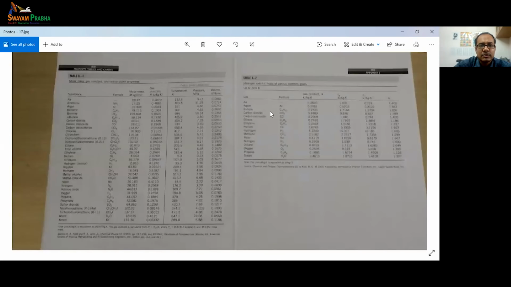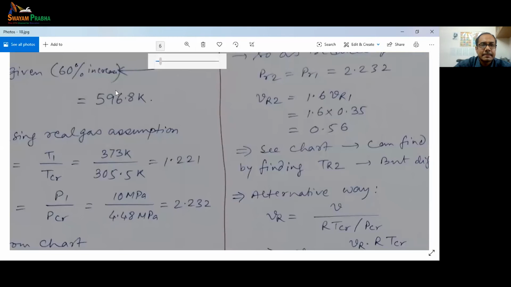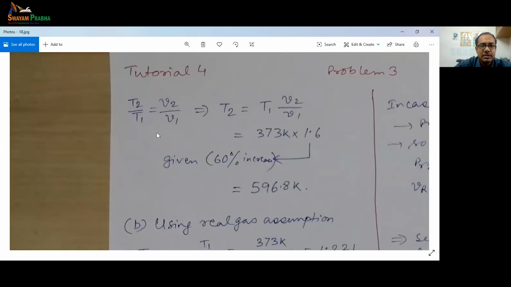Okay, so that means V over T is constant, so T2 divided by T1 will be equal to V2 divided by V1. So T2 can be found from T1 times V2 divided by V1, where all of these values are given: temperature at the initial condition, volume at the initial condition, and volume at the final condition. The volume ratio V2 by V1 is given to be 1.6, right?